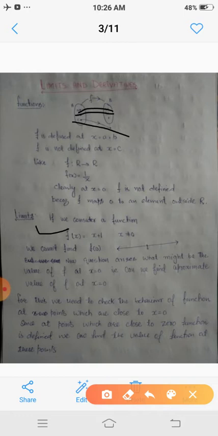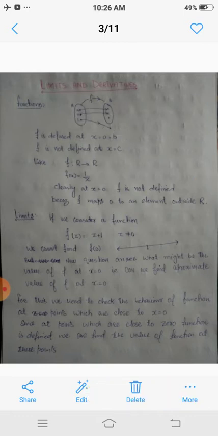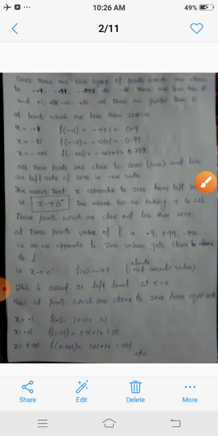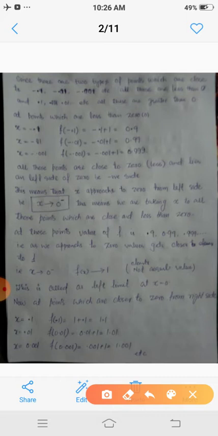For this, in order to check the behavior of this function at x equals 0, we need to check the behavior of the function at the points which are close to 0, because at points which are closer to 0 the function is defined. There are two types of points which are closer to 0, those points from the right side and points from the left side.